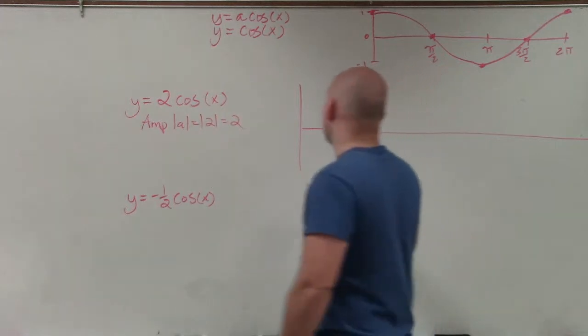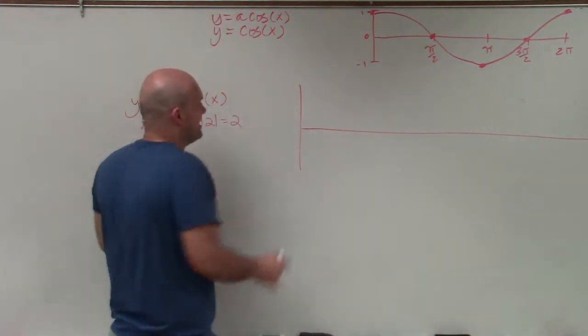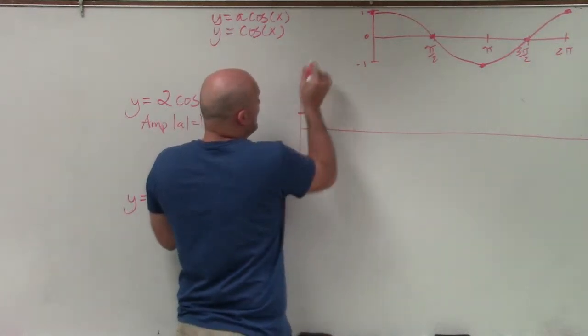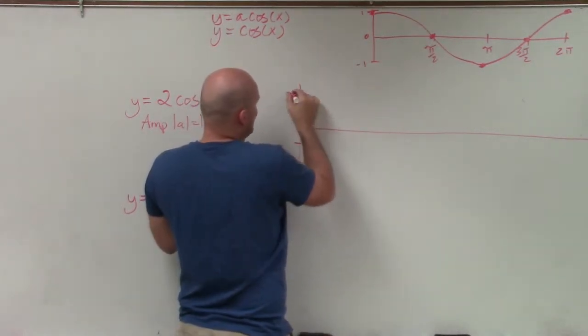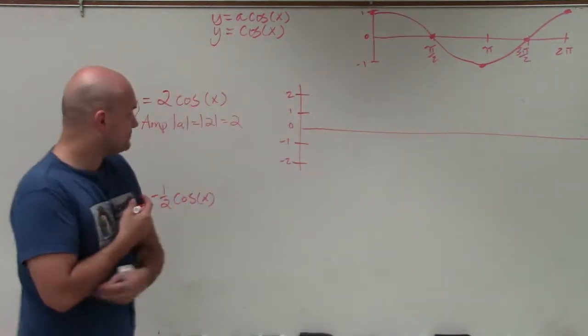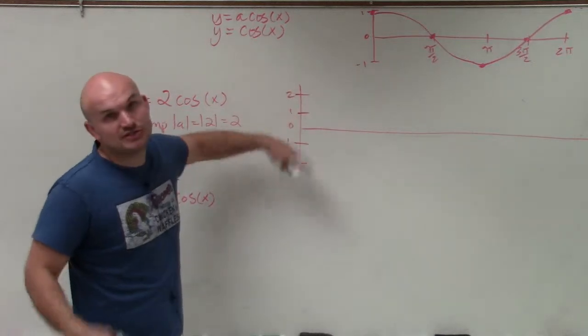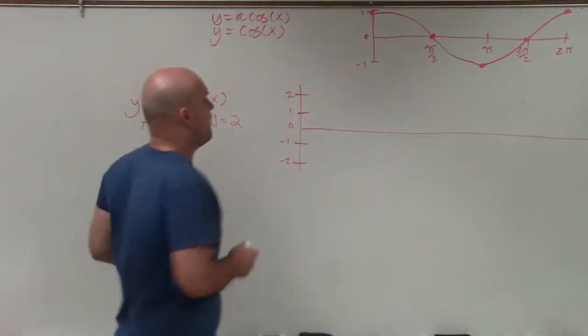So when I go ahead and graph, I'm going to complete the exact same graph. I'm not shifting or doing anything else. But now, instead of the graph going up to 1 and down to -1, it's going to go up to 2 and down to -2. OK? So now the half distance is 2. That means the total distance between the top and the bottom has to be 4.